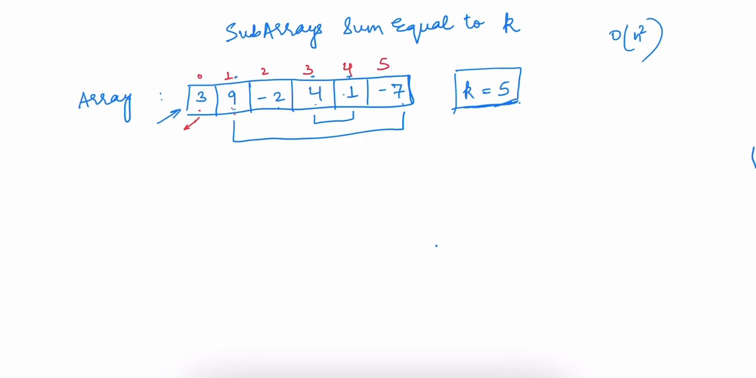We will keep a running sum and store that as a key in the hash map. Its corresponding value will tell the number of subarrays that have sum equals to the key. So in this array, what would be the running sum? So the running sum at index 0 would be 3. At index 1 it is 12. Then at index 2 it is 10. So basically what we are doing is we are just adding the element to the sum. Then at this index it is 14, 15 and then it is 8. So this is what is your running sum.